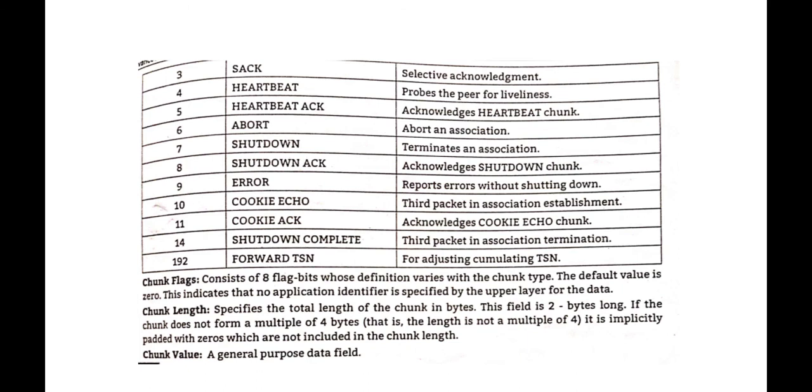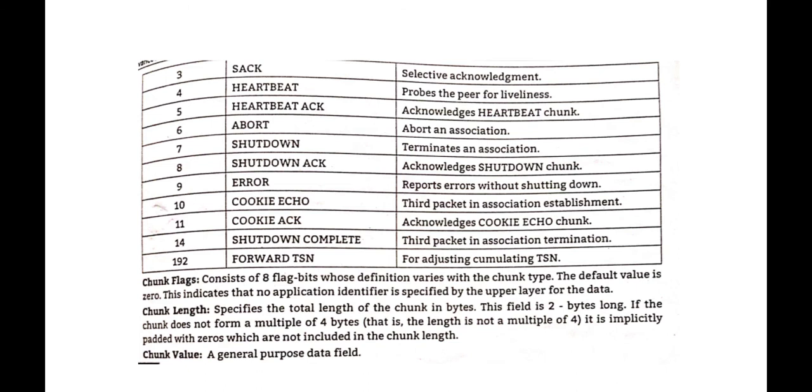Then the next one is the chunk flag. This is an 8-bit flag whose meaning varies with the chunk type. Okay, this also depends on the type. So the flag is active. If we show the error, here the chunk flag value 9 is active, which means an error has occurred. If you want to send data, then chunk flag value 1 is active. So this is the 8-bit flag which defines the various types; it depends on the chunk type.